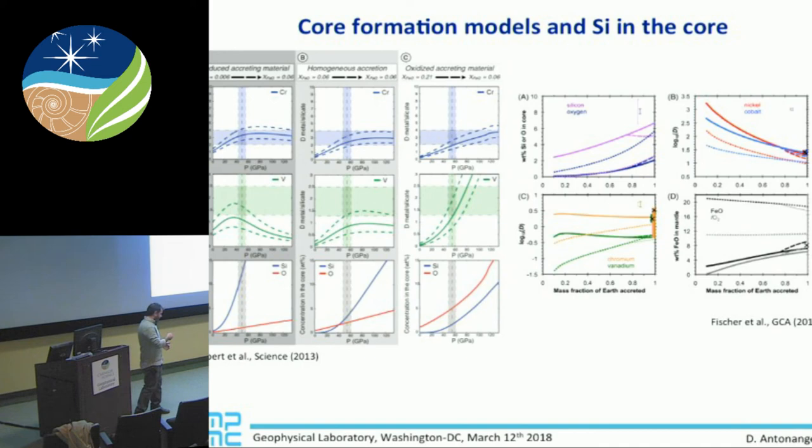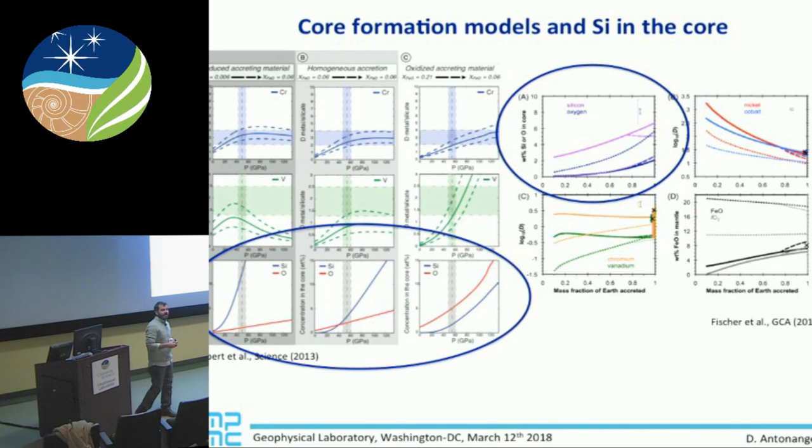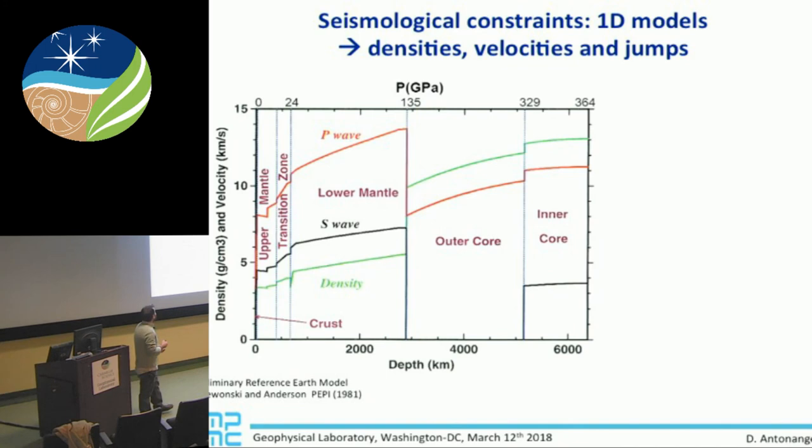Why so? Well, irrespective of detail, all core formation models based on metal silicate equilibration end up placing silicon and oxygen in the core. And since we know that oxygen is strongly partitioning into the liquid part, once dealing with the solid inner core, we are left with silicon as a primary candidate. So the importance and the interest of looking at the iron silicon system as a first proxy for the inner core.